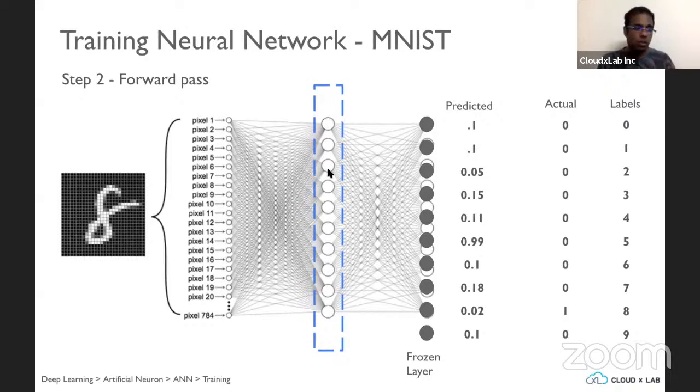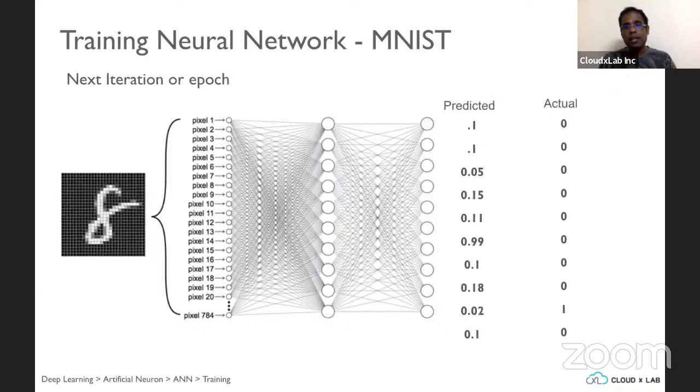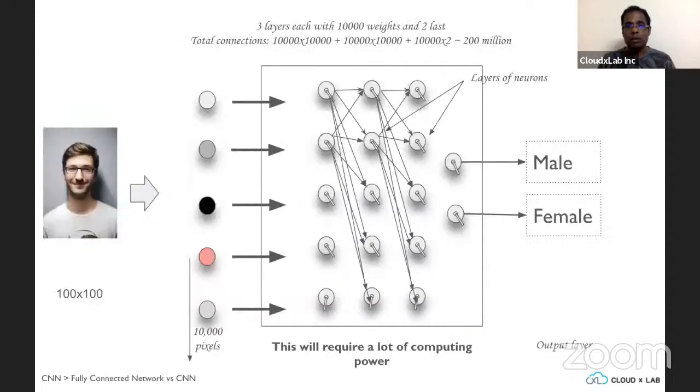So like we did with slope, you would try to see which direction you want to move your slope to get it correct. Okay, then you would take your next instance, and you would keep doing this over and over again. And this would be one iteration or one epoch. Okay. Now that's how you would do computer vision with deep neural networks.